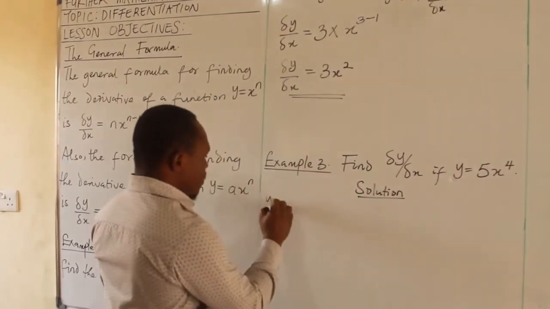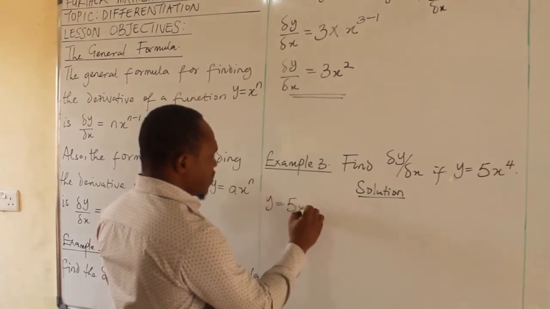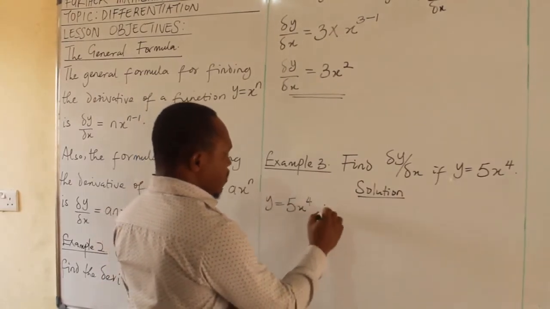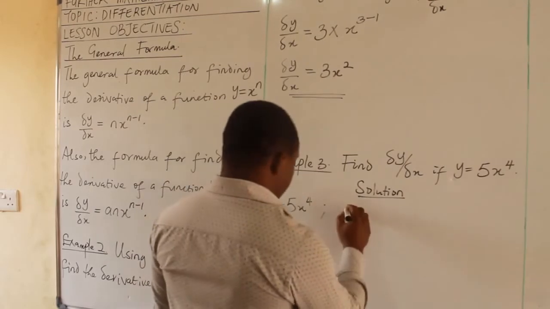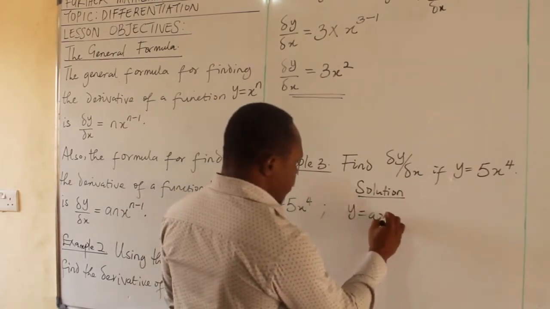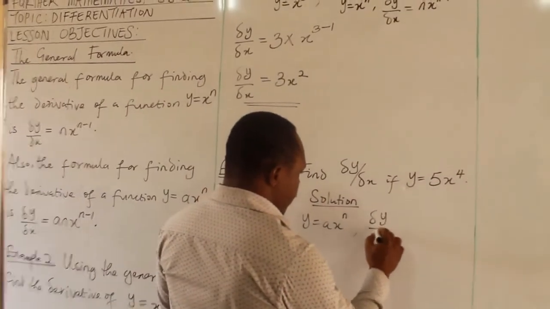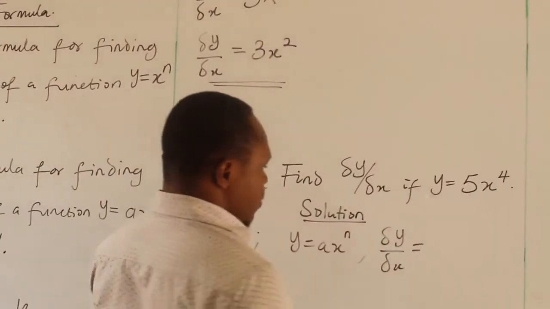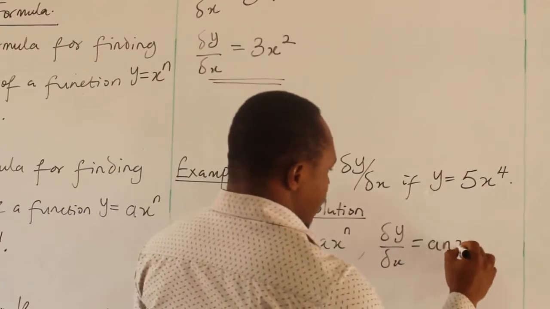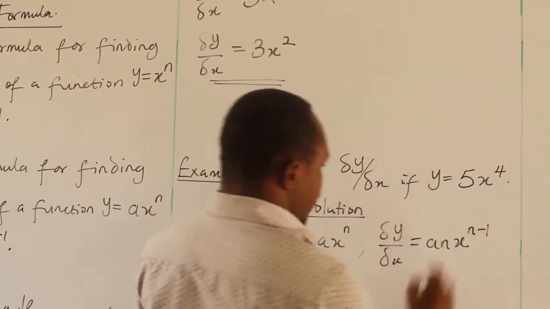Since we have y is equal to 5x raised to the power 4, it's the same thing as having y is equal to ax raised to the power n, where we have dy over dx is equal to anx raised to the power n minus 1.